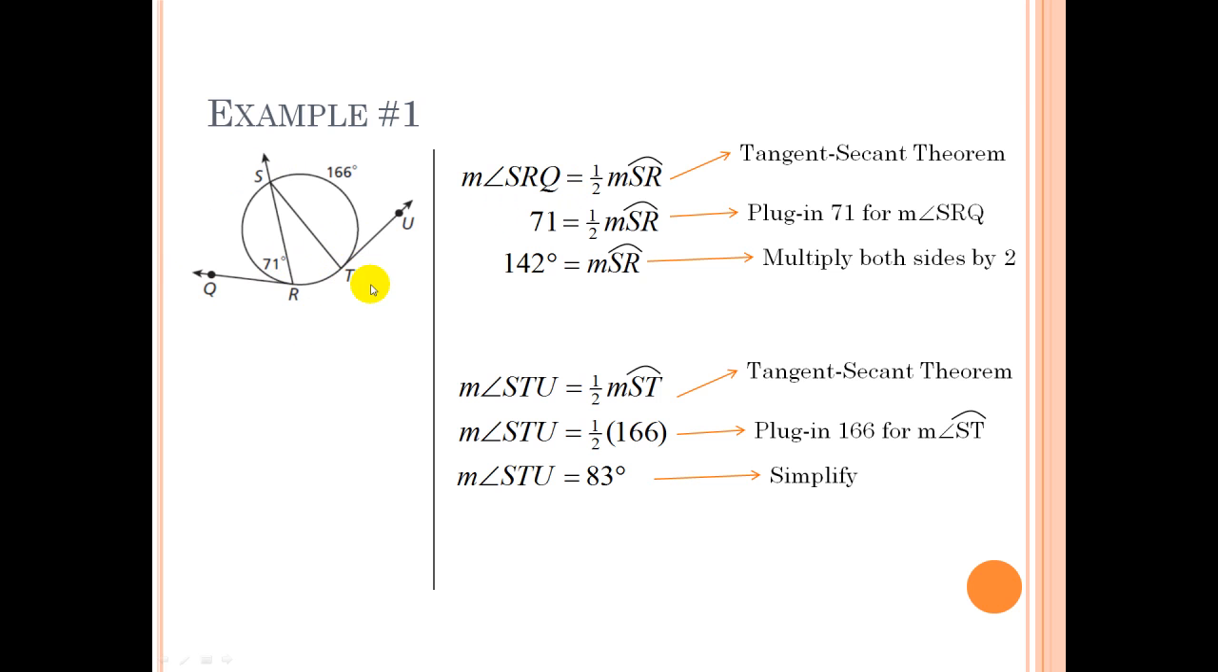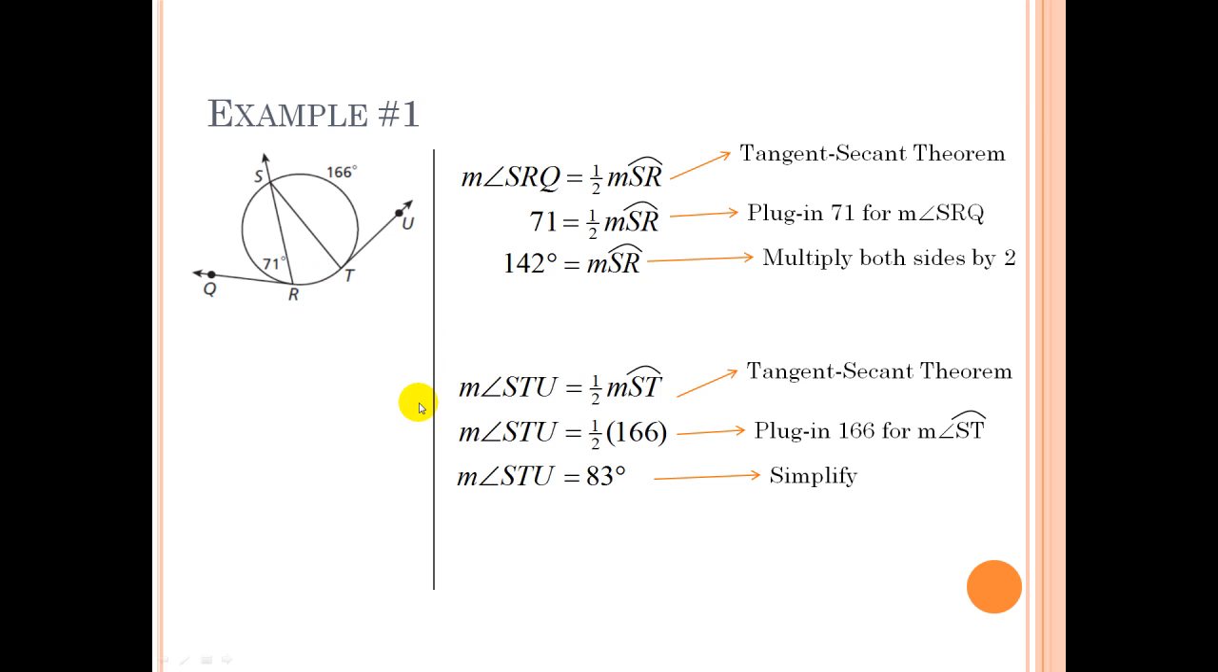We know that SRQ has to be half of its intercepted arc, so if SRQ is 71, 71 has to be half of whatever SR is, so just double it, and so we get 142 for SR. On the other side, I know the arc ST, and that has to be twice as much as angle STU is, so I'm just going to take the ST and divide it in half. So I know that half of the measure of arc ST is 83 degrees. That means angle STU is 83 degrees.